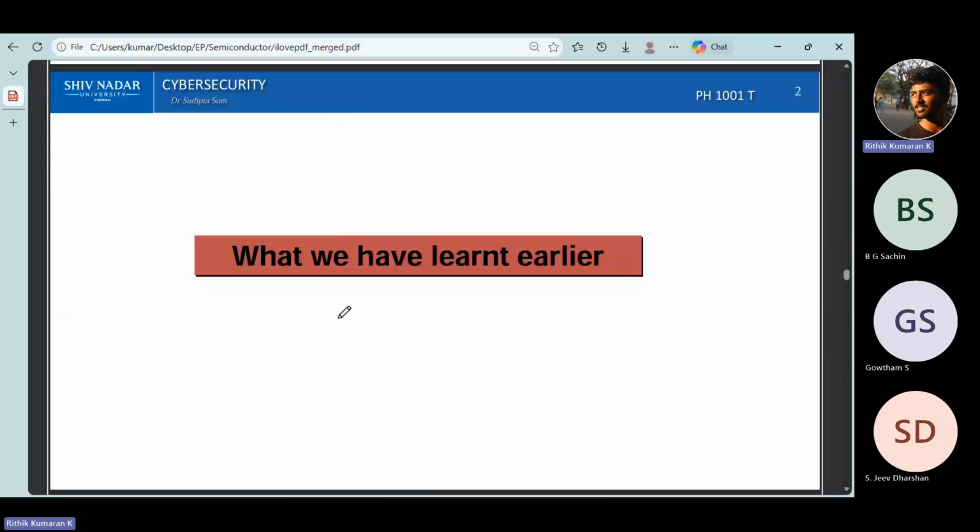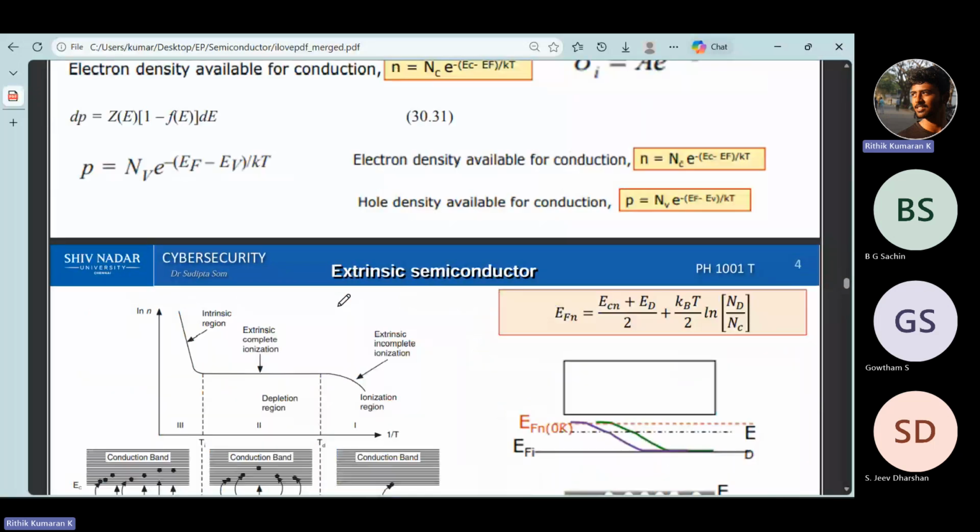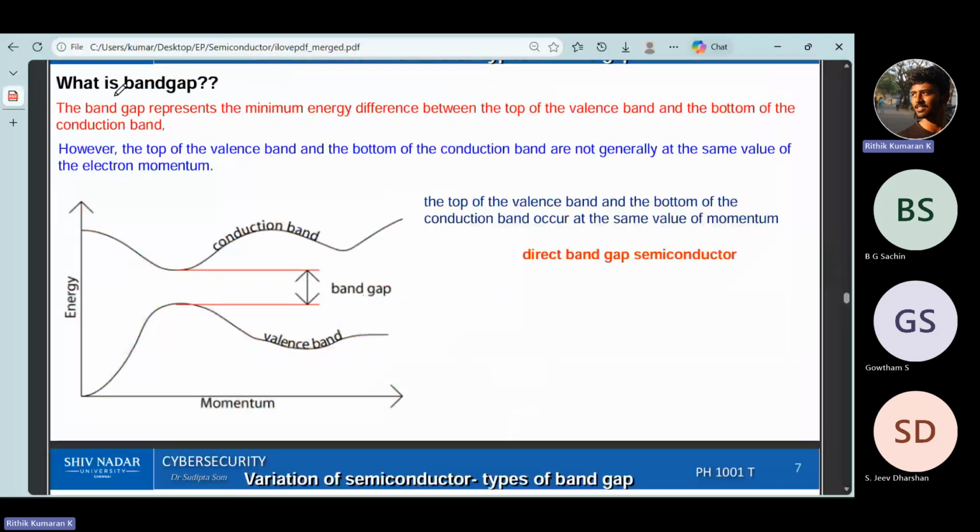Here come all the revision terms. Next, this is important. You know about the band gap, right? Band gap is basically the minimum energy difference between the top of the valence band and the bottom of the conduction band. This is very crucial, friends.